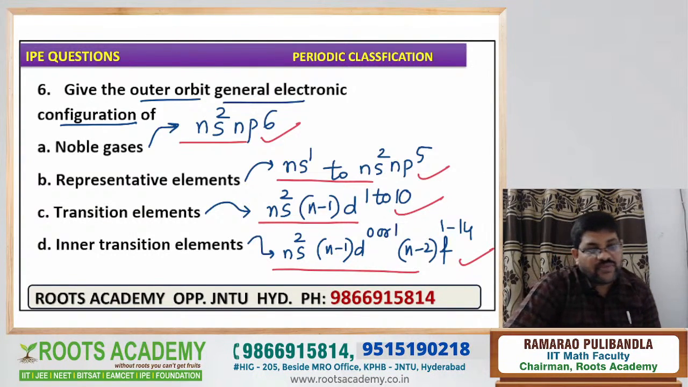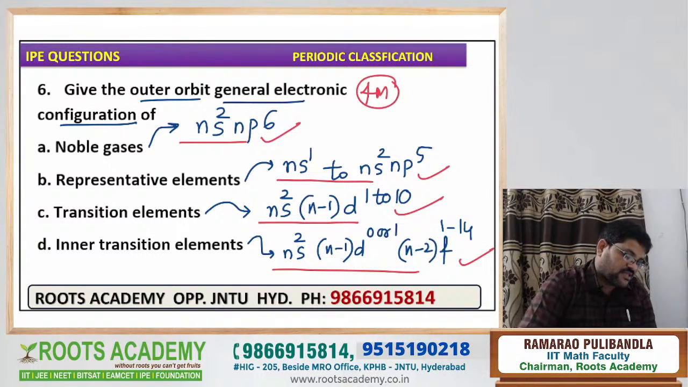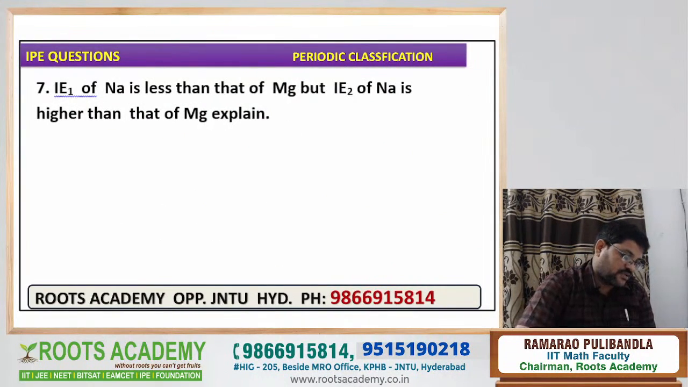Each bit has 1 mark. Totally, it's a 4 marks question, students. Each part carries 1 mark, 1 mark, 1 mark, 1 mark. You get 4 marks. And the next one.